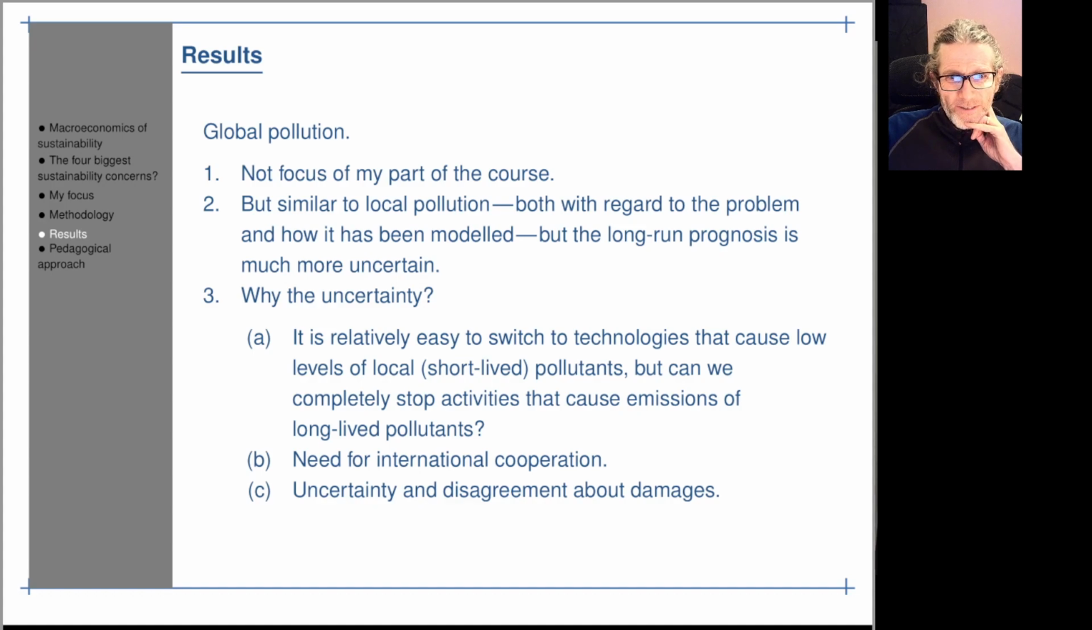Global pollution, not my focus, more Chandra's job. There are actually a lot of similarities to the local pollution problems and the policy prescriptions, but it's a lot more complicated. Global pollutants tend to be long-lived, and some of the pollutants like carbon dioxide are everywhere in the economy. It's much harder to stop. We need international cooperation, and we often struggle with uncertainty and disagreement about damages, and that is all much harder to deal with in an international context.